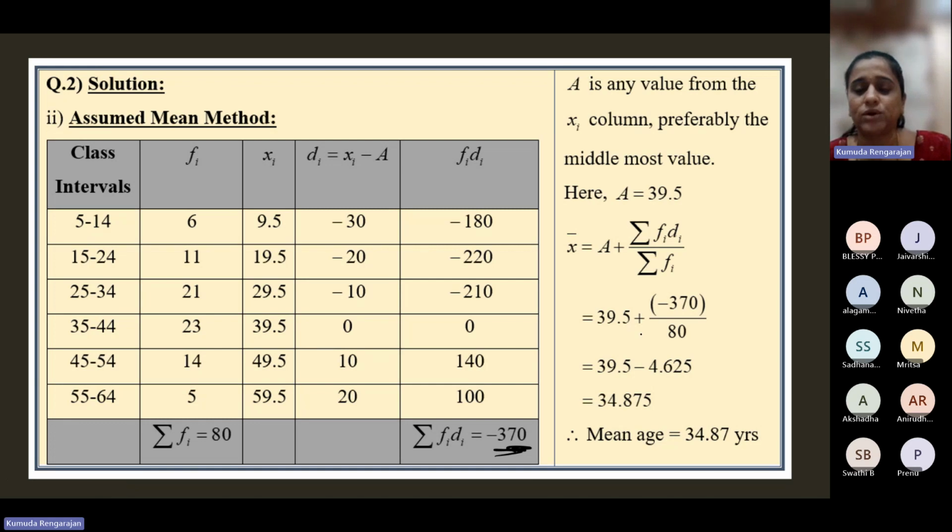So you can see 39.5 plus sigma fi di is minus 370, so minus 370 by 80. That cancelling you will not see in the presentation, children, so the simplification part you have to do. 0 and 0 get cancelled. Then 37 by 8 is 4.625. Plus into minus, minus. And 39.5 minus 4.625 is 34.875, which is the mean age.